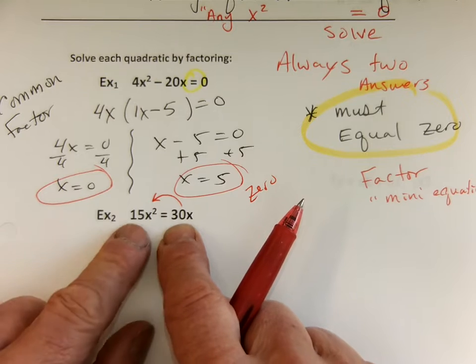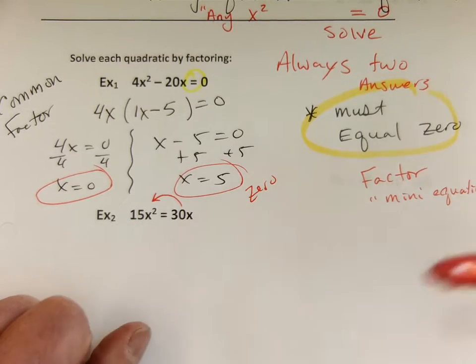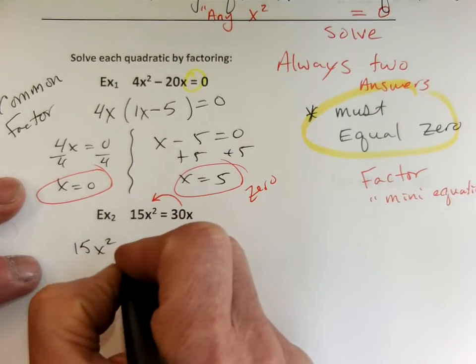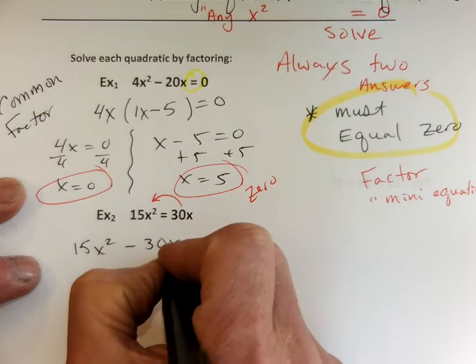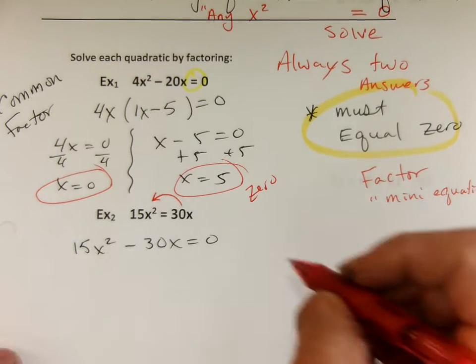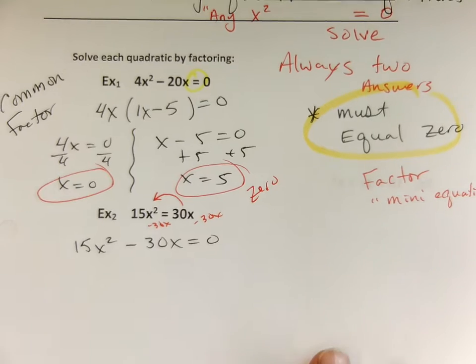I don't want to show the step. We're beyond that. I know you guys agree we're going to subtract 30x. So I'm going to rewrite it as 15x squared minus 30x equals 0. It has to equal 0. So I brought the 30x over to it. The way I did that is by going minus 30x, minus 30x. But I really want to skip that step.